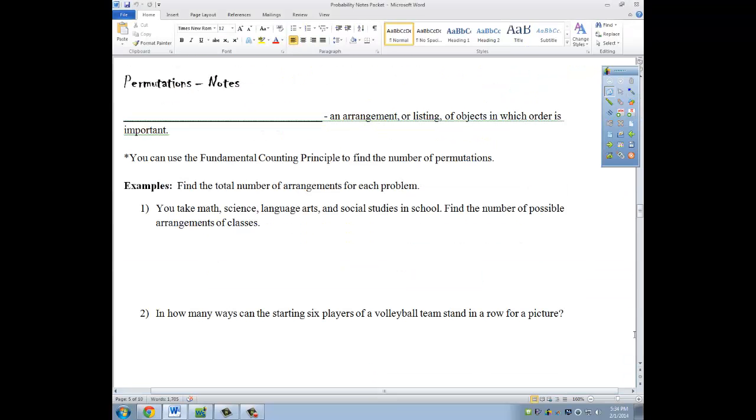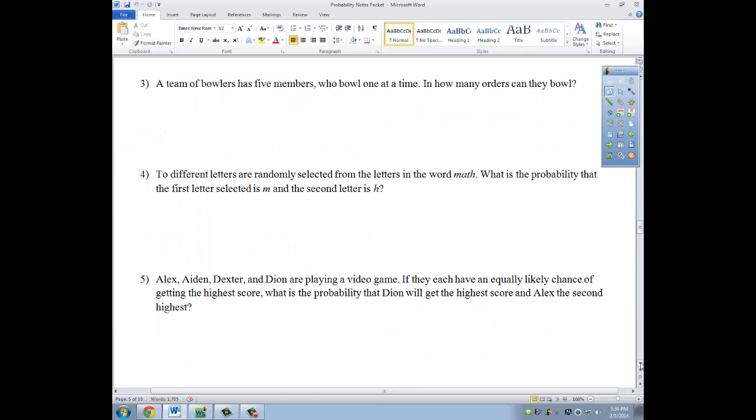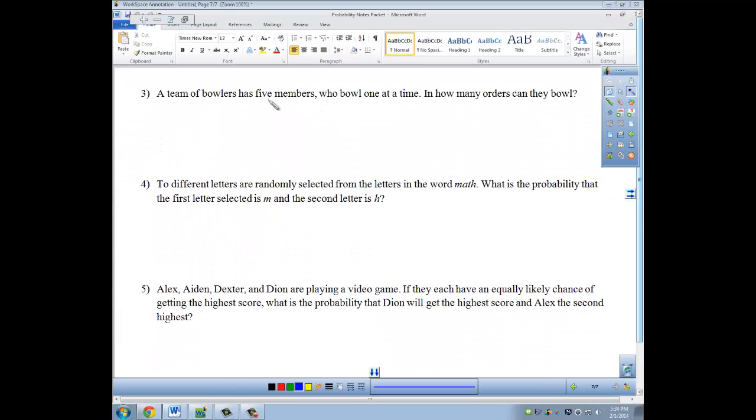On the next page, got a few more examples. Number 3, a team of bowlers has 5 members and they bowl 1 at a time. So since they bowl 1 at a time, this is how we know that it's going to be a permutation. And how many orders can they bowl? So we write 5 factorial, that's equal to 5 times 4 times 3 times 2 times 1. And we're going to get 120.